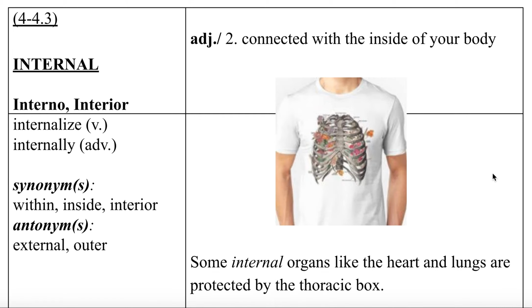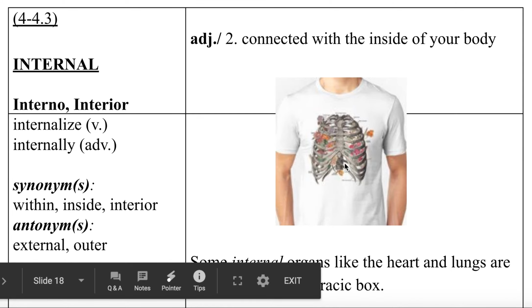And then let's look at the next definition. So the next definition, connected with the inside of your body. So the sentence for that is some internal organs like the heart and lungs are protected by the thoracic box. So I think the thoracic box is going to be like your rib cage. Here are your ribs, and then that protects all the organs that are inside that part of your body. The internal organs that are inside.